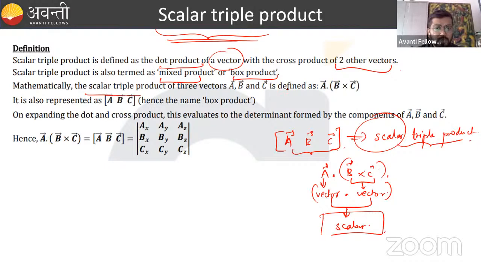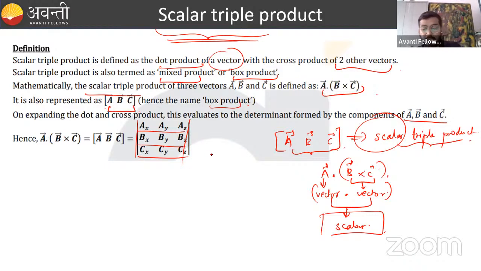Mathematically, the scalar triple product of three vectors is defined as A bar dot B bar cross C bar, and it is also represented as A bar B bar C bar in a box. Hence the name box product. On expanding the dot and cross product, this evaluates to the determinant formed by the components of A bar, B bar, and C bar. So we have to remember that the scalar triple product can be found by finding the determinant whose entries are the components of A bar, B bar, and C bar, right? This is how you can find the scalar triple product.